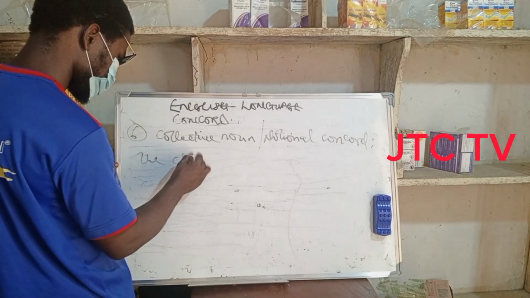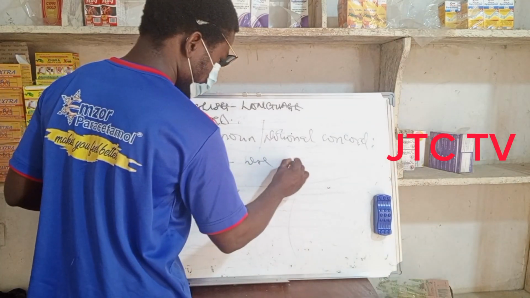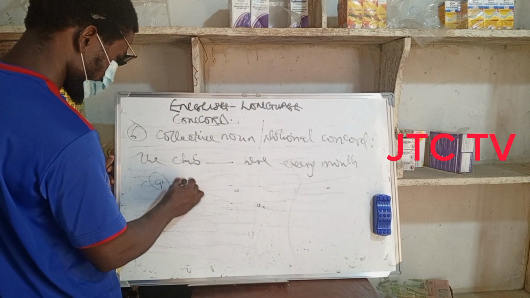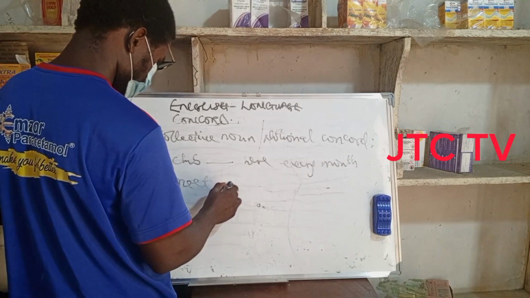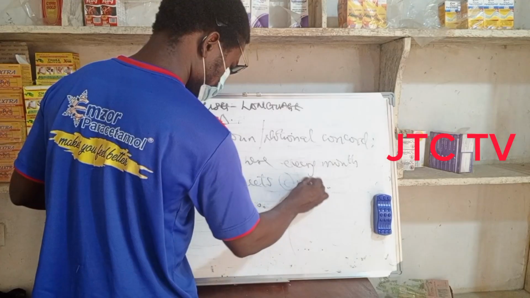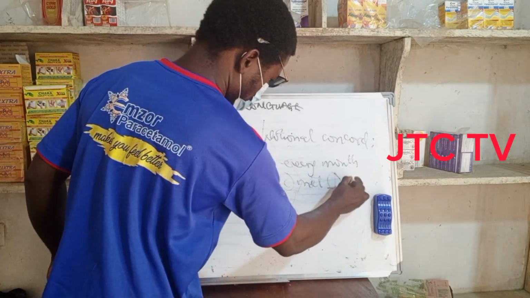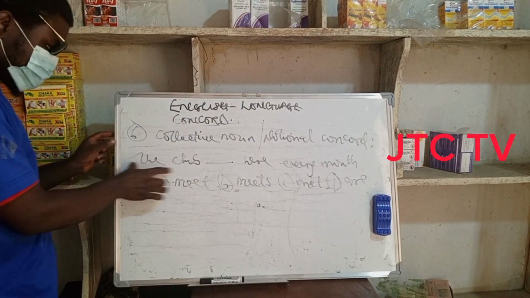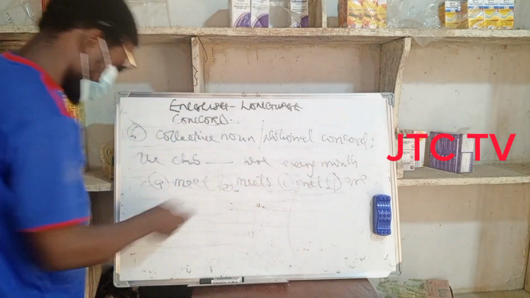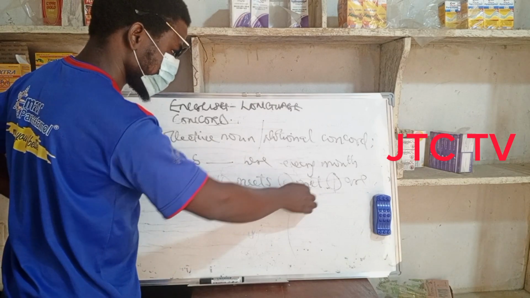The club dash beer every month. A, we have meat. B, we have meat. C, we have met. D, we have bar. So here it said the club. The club is the what? Collective words now for members. Dash here every month. So the options here: A, meet; B, meet; C, met; D, are.